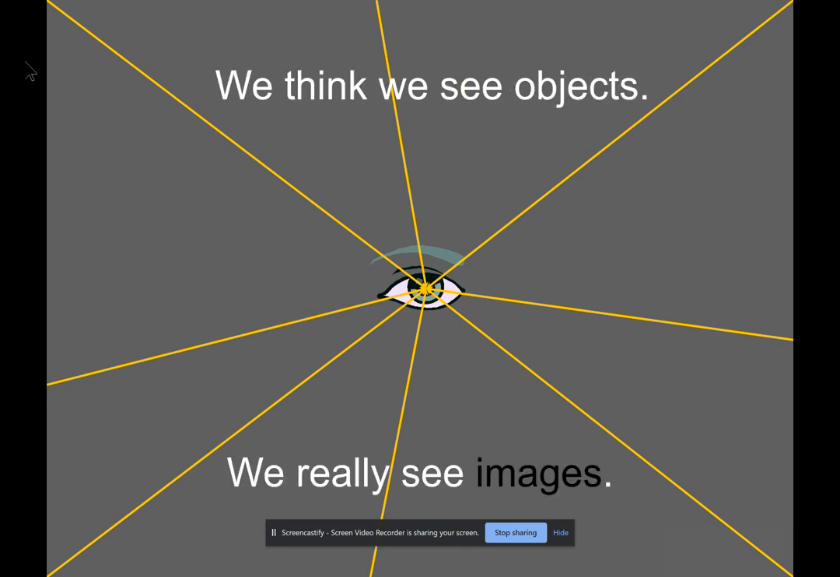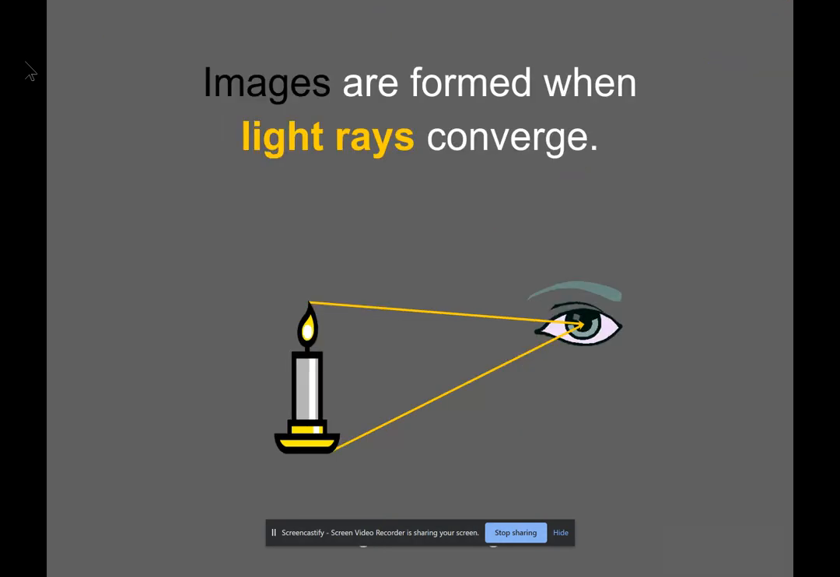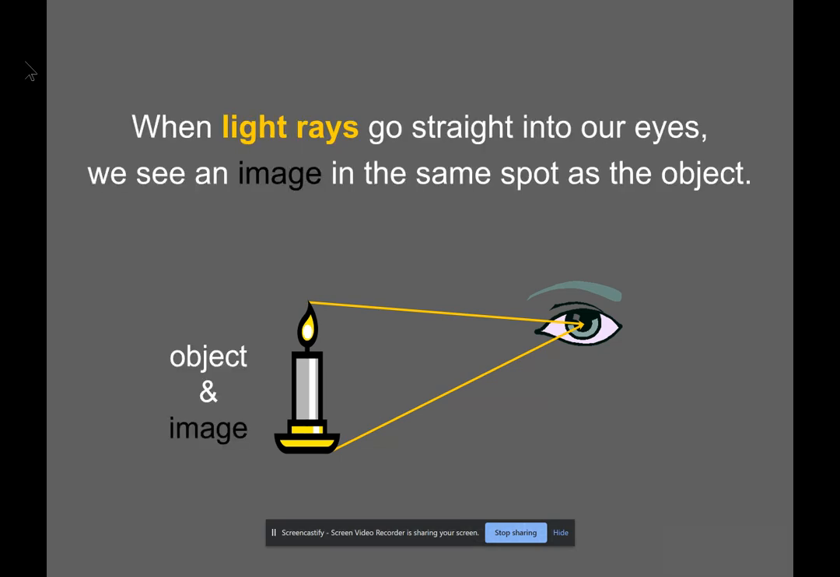So we think we see objects, but what we're actually seeing are images. Mind blown. No, but we think we're seeing objects. We're actually seeing images, and it's because our eyes have a lens. So what we're really seeing is what we're seeing. Are we going down this route? Let's find out. Okay, so images are formed when light rays converge into our eyeballs.